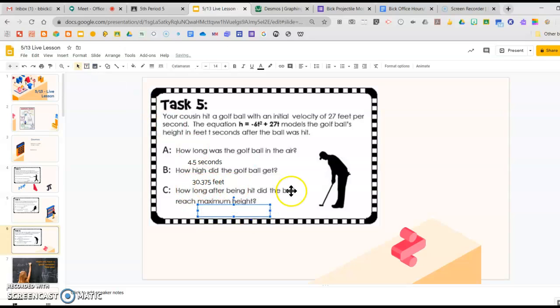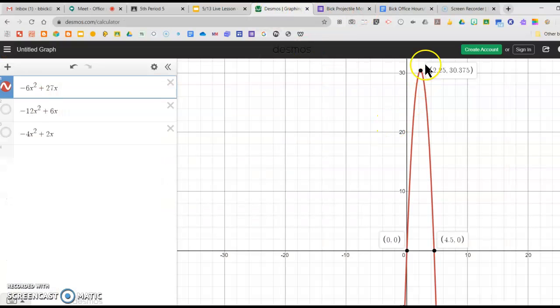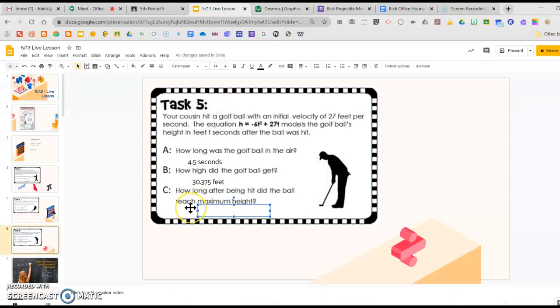And then how long after being hit did the ball reach maximum height? What was the x value of our maximum? The 2.25. You'll notice that is always half of your total time in the air, because it's a parabola and it has that axis of symmetry, so it has to be half of that.